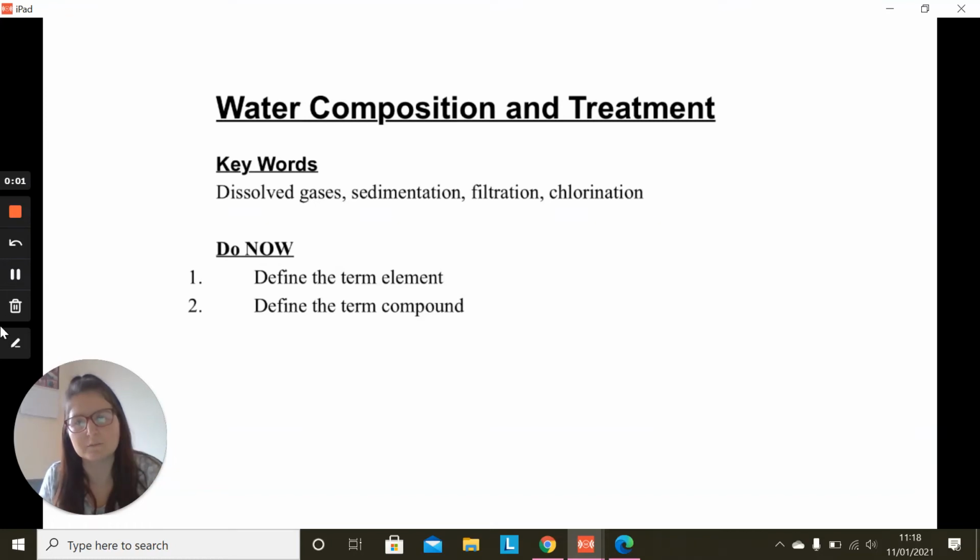So this lesson we're going to look at water composition and treatment. You're going to do this on your class notebook. As I go through the video, you can fill in the class notebook and the answers.